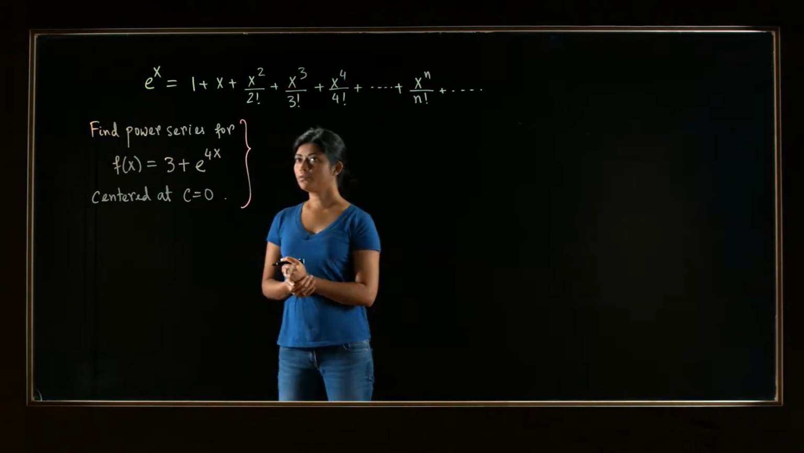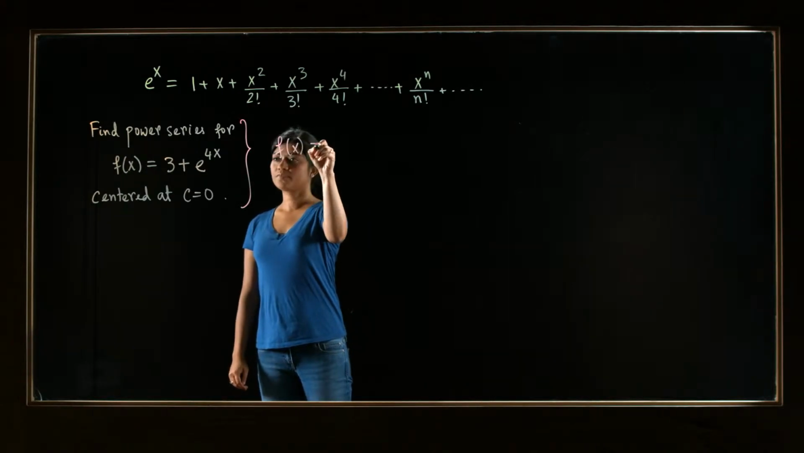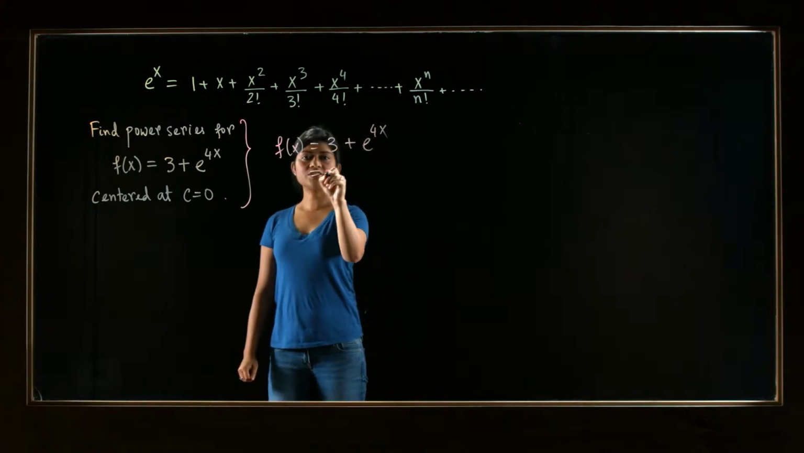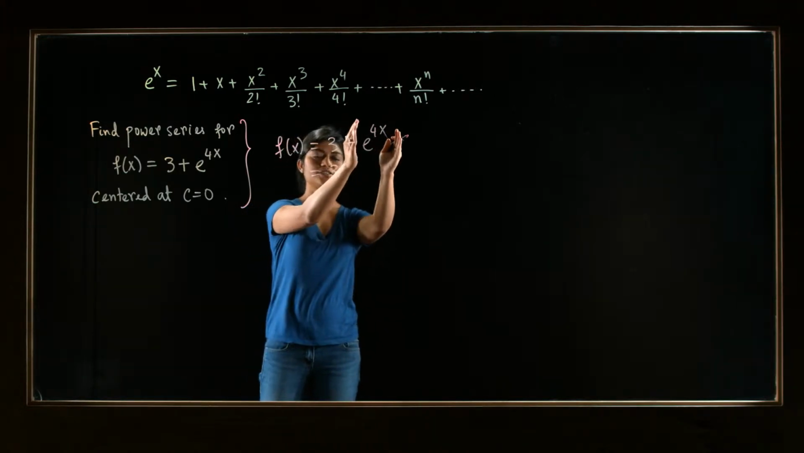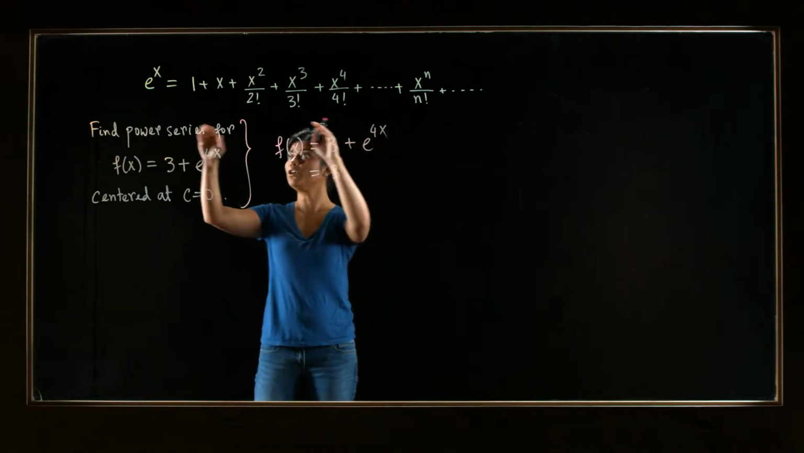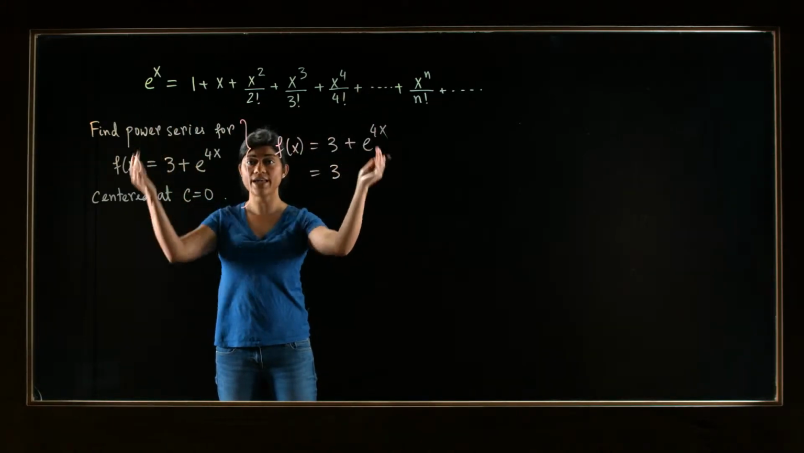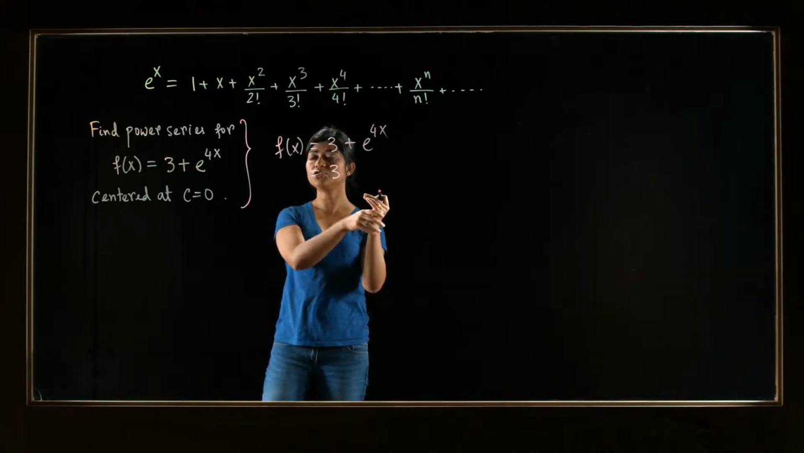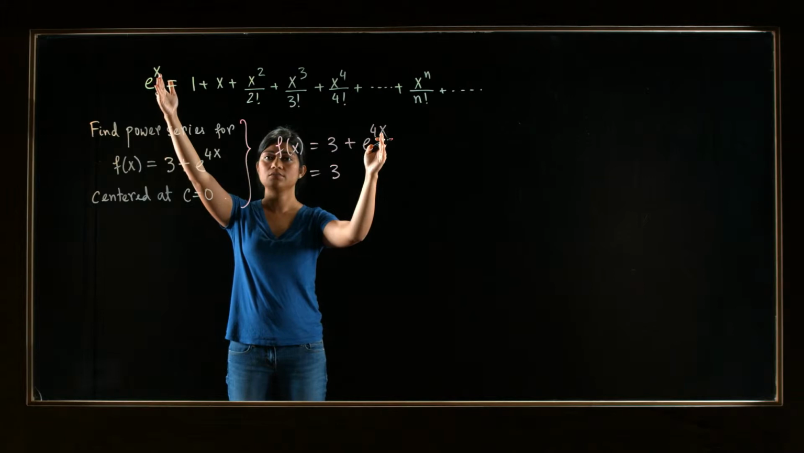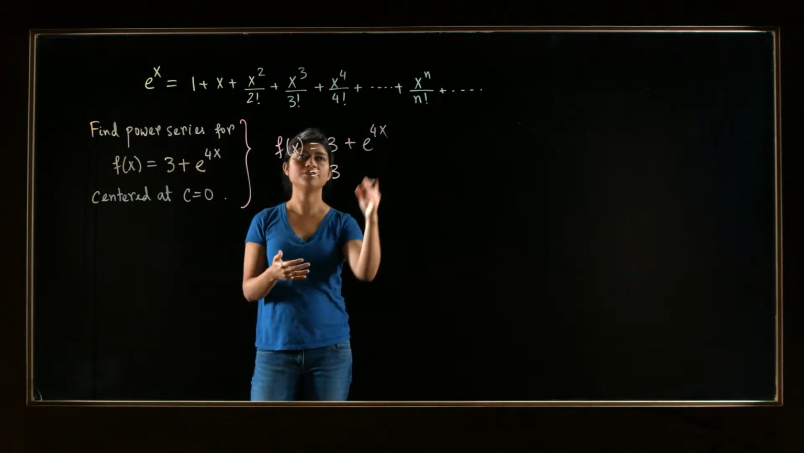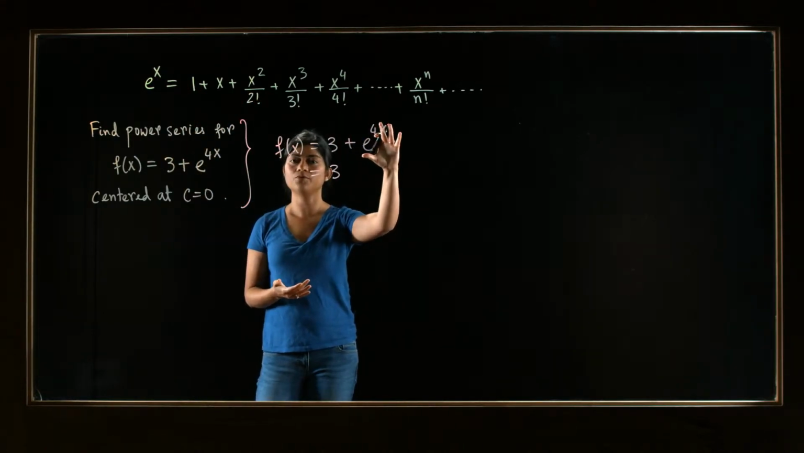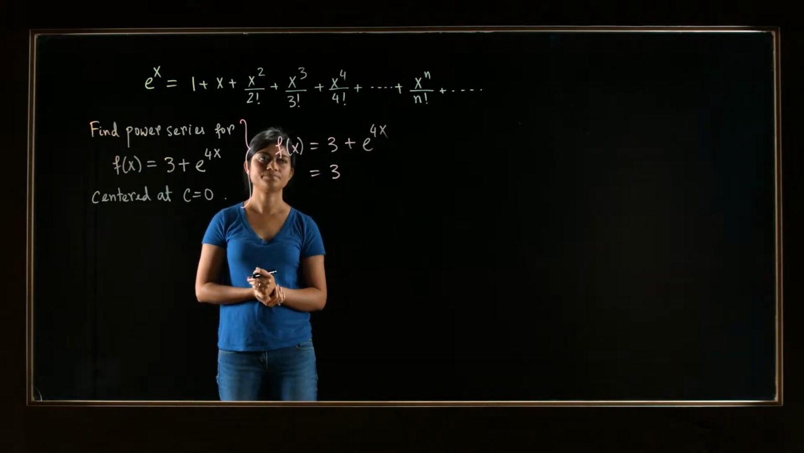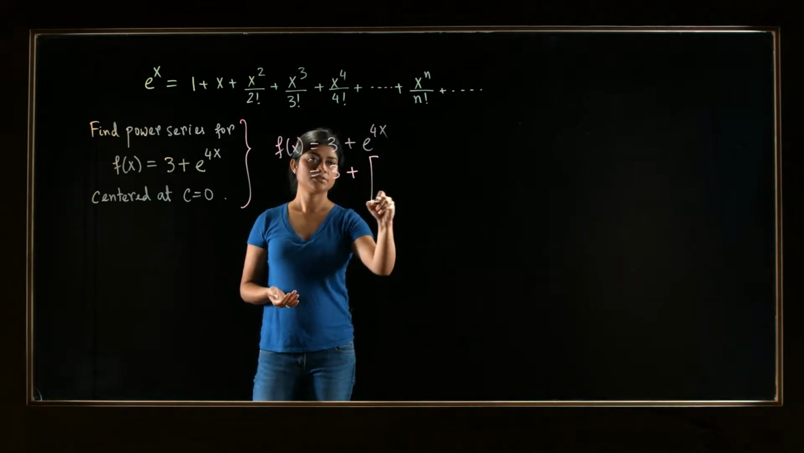Okay, so the function is 3 plus e to the 4x. Now if you just ignore this 3 and just concentrate on e to the 4x, you see we already have the power series for e to the x. So how do we compute the power series for e to the 4x? Well, just replace x by 4x. Just a simple substitution will give you the power series representation for e to the 4x. And then you just add 3 to that entire power series. So let's do that.